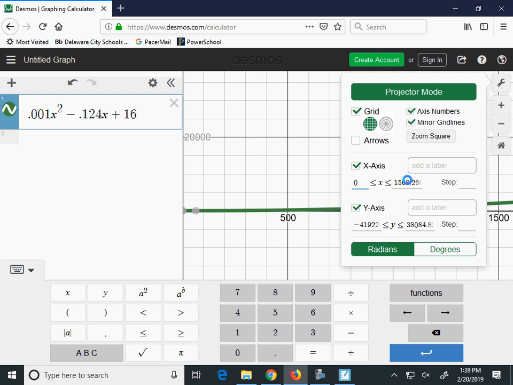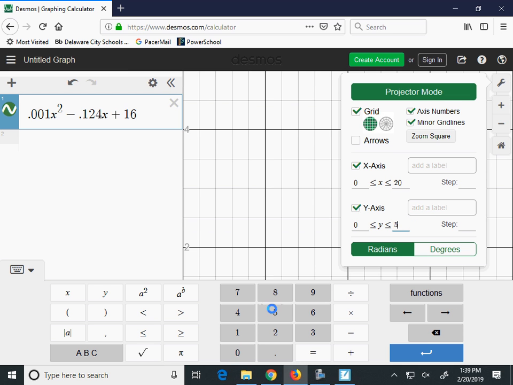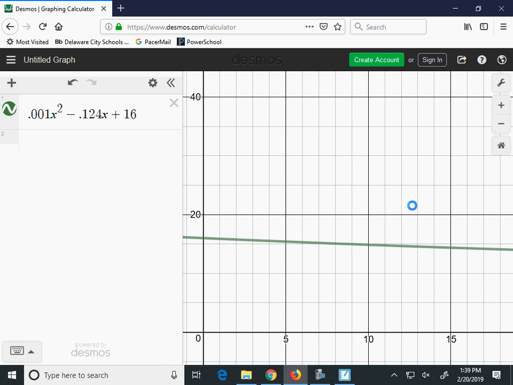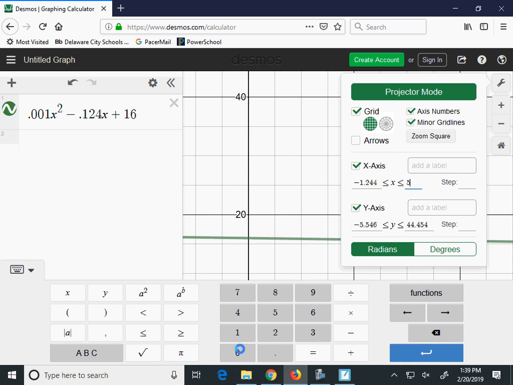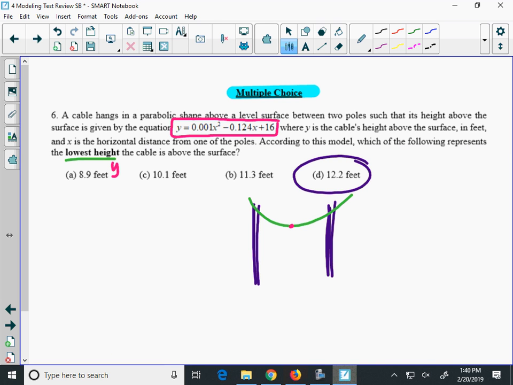Bear with me for just a second. All right, I can see my y-intercept, but my x's are not far enough out. So let's change that to, oh, that works. There we go. So I have my wire that's hanging down. It looks like the minimum is at 62, 12.1656, but I want the lowest height, which is the y value, and that's 12.2, which does match option D.